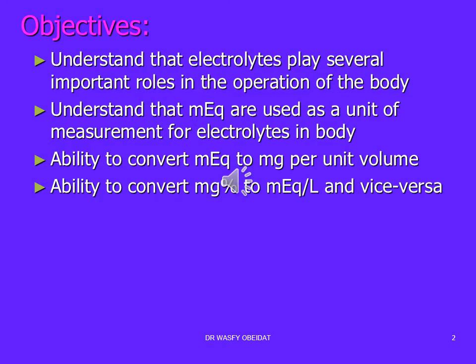So the objectives of this part will include to understand that electrolytes play several important roles in the operation of the body, and to understand that milliequivalents are used as units of measurements for electrolytes in the body, and what a milliequivalent represents. And also to learn how to convert milliequivalents to milligrams per unit volume, and how to convert milligram percent to milliequivalents per liter and vice versa.